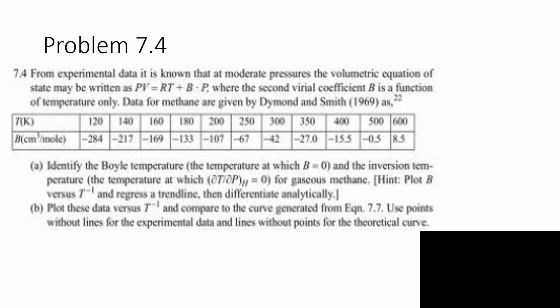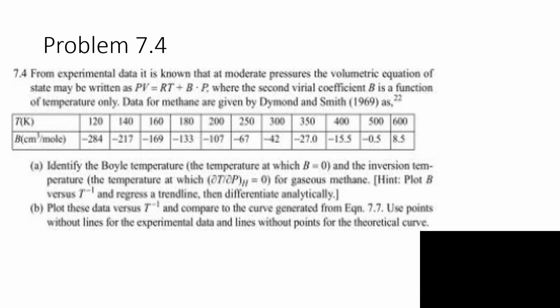The experimental data for the temperature versus B data is here, and you want to identify the Boyle temperature, at which B equals 0, and the inversion temperature, in which the partial derivative of temperature with respect to pressure, with H being constant, is equal to 0 for methane.